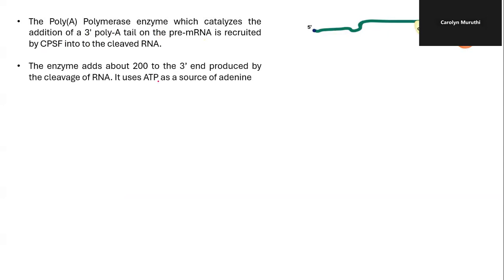We then have the polymerase enzyme catalyzing the addition of a 3' poly A tail on the pre-messenger RNA, and this is recruited by the CPSF into the cleaved RNA. So the enzyme will add about 200 adenines to the 3' end, and the source of adenine is ATP.